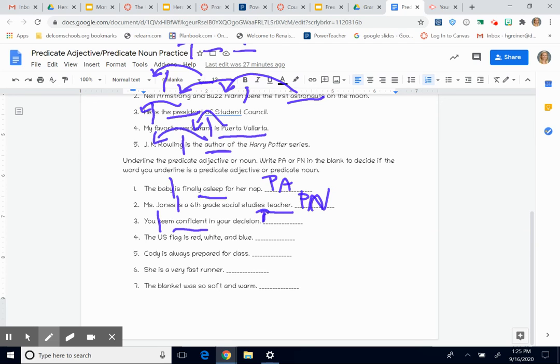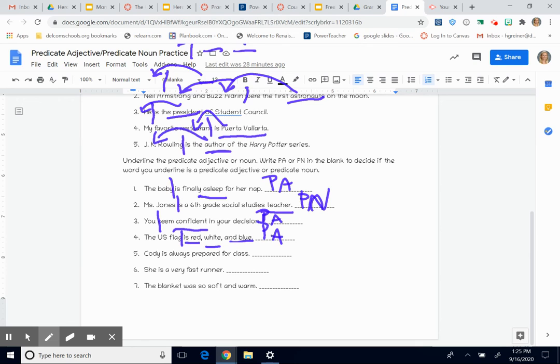Oh, here we go. Yikes. Alrighty. The U.S. flag is red, white, and blue. In front of the linking verb. What is the U.S. flag? It's red, white, and blue. Those 3 colors describe the U.S. flag. They don't rename it, they describe it. So they are adjectives.